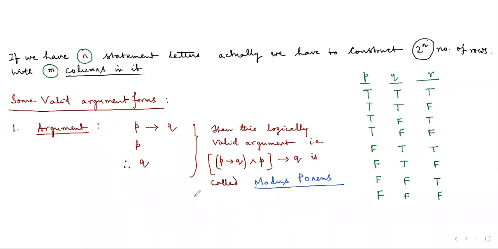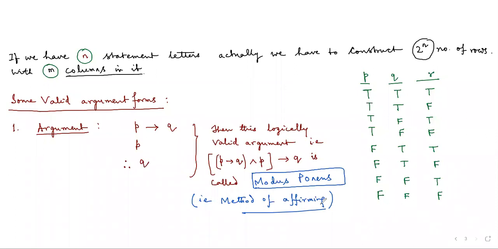It's a Latin word which means method of affirmation, or affirming. Method of affirming. The formula which we have just now proved to be a logically valid argument is known as modus ponens. So you may ask me whether you are supposed to remember this particular argument or not. The answer is yes, you have to remember this.